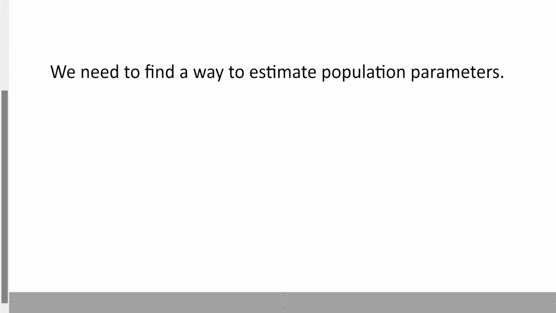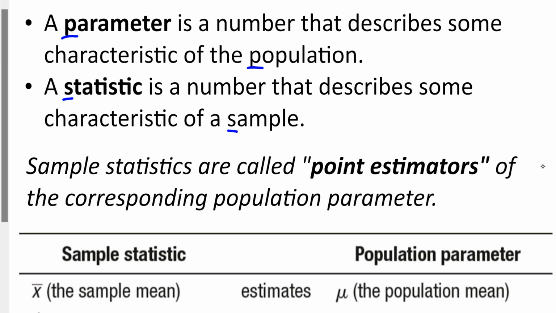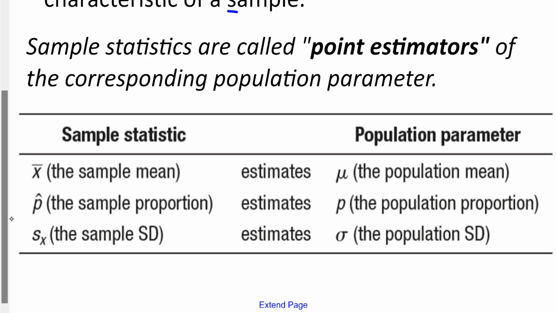Okay? We've learned what a parameter and a statistic are. A parameter is a number that describes some characteristic of the population. So when you're dealing with these, there's different types of them. We'll get into the main ones in a second. A statistic is a number that describes some characteristic of a sample. So reminder, parameter goes with the population, sample goes with a statistic. Now here's our main ones that we're going to be looking at. Sample statistics are also called point estimators, by the way. If you hear the term point estimator, it's just estimating the corresponding parameter that goes for the population.